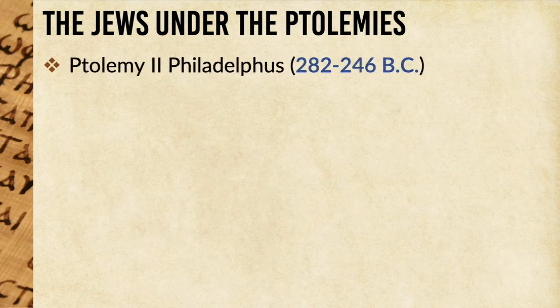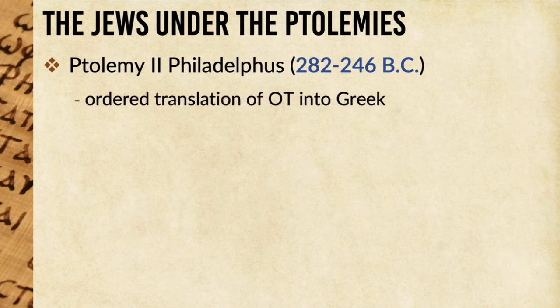We also have Ptolemy II, Philadelphus, that's his nickname. He reigns from 282 to 246 BC. Historically, we are told that he ordered the translation of the Old Testament into Greek. We remember up until this point in time, the Old Testament has been written primarily in Hebrew, and also some portions in Aramaic. Well, Greek people are not really speaking much Hebrew or Aramaic, so he orders this translation of the Old Testament into Greek.